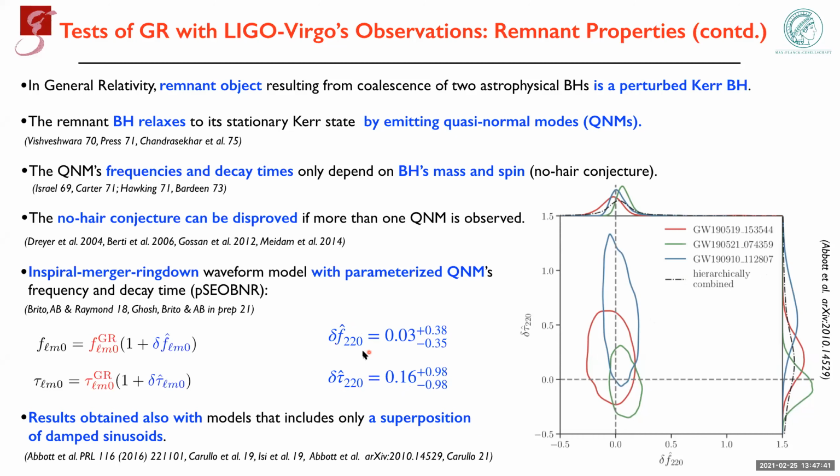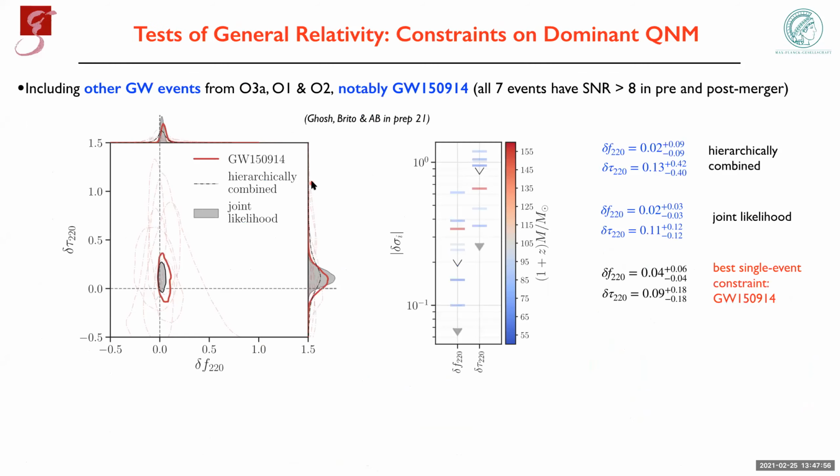This is for the frequency and decay time of the dominant mode. And there have also been results in the paper that use just the damped sinusoid. You can look more into the LIGO-Virgo paper about that. In the last months, because we have been involved in this analysis, we have added more events coming from the third run of LIGO, and also the first and second events. And so this is a new result, which puts together more events, and is summarized also in this plot here.